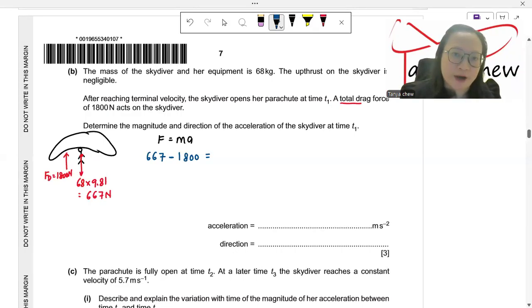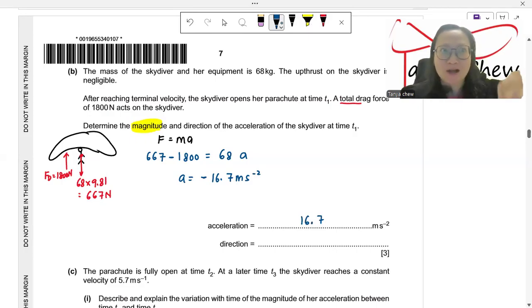The mass of the skydiver and her equipment is 68, and you need to find the a. Therefore, the a is equal to negative 16.7 meter per second squared. Now, since they asked me to just determine the magnitude, I'll just say 16.7. And the direction, because downwards is considered as positive, I get a negative value, meaning to say that the direction is upwards.